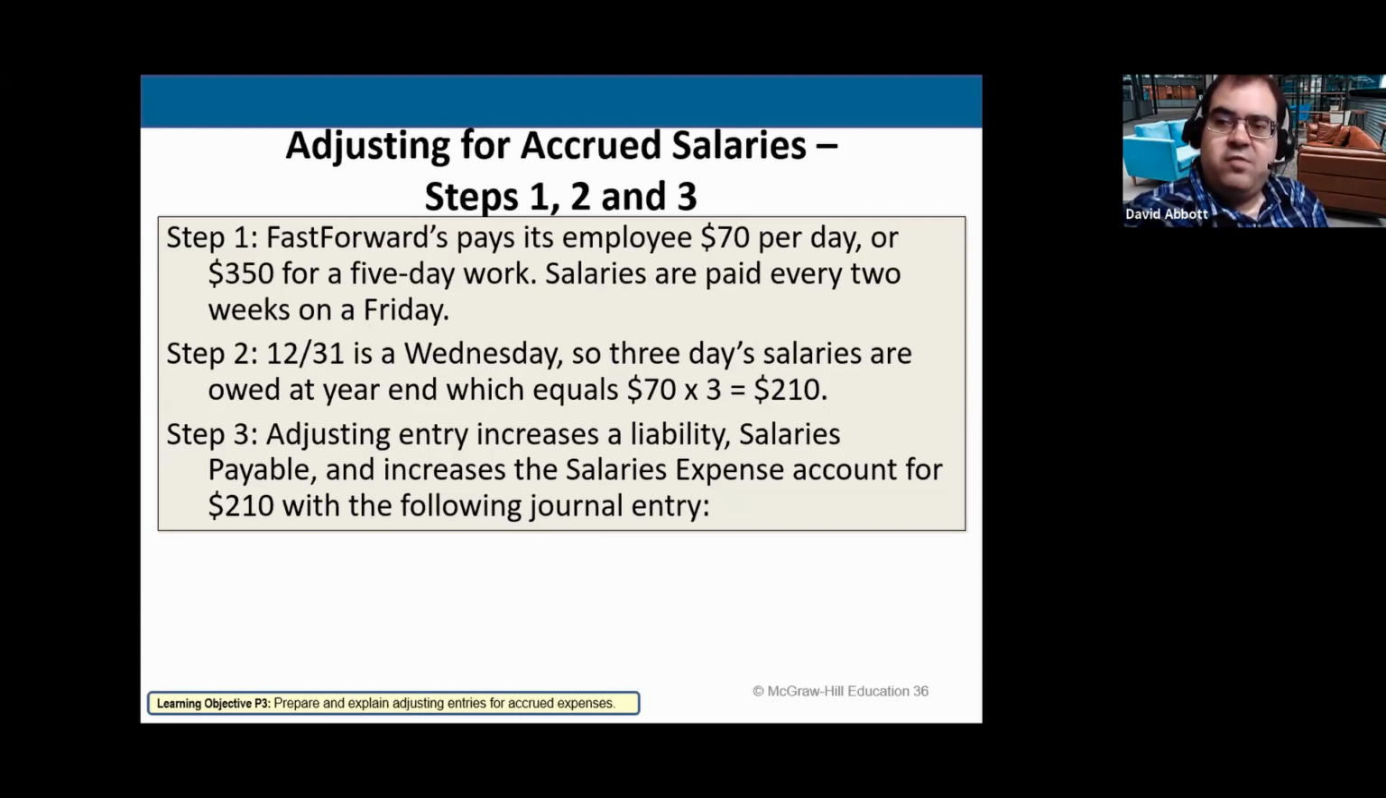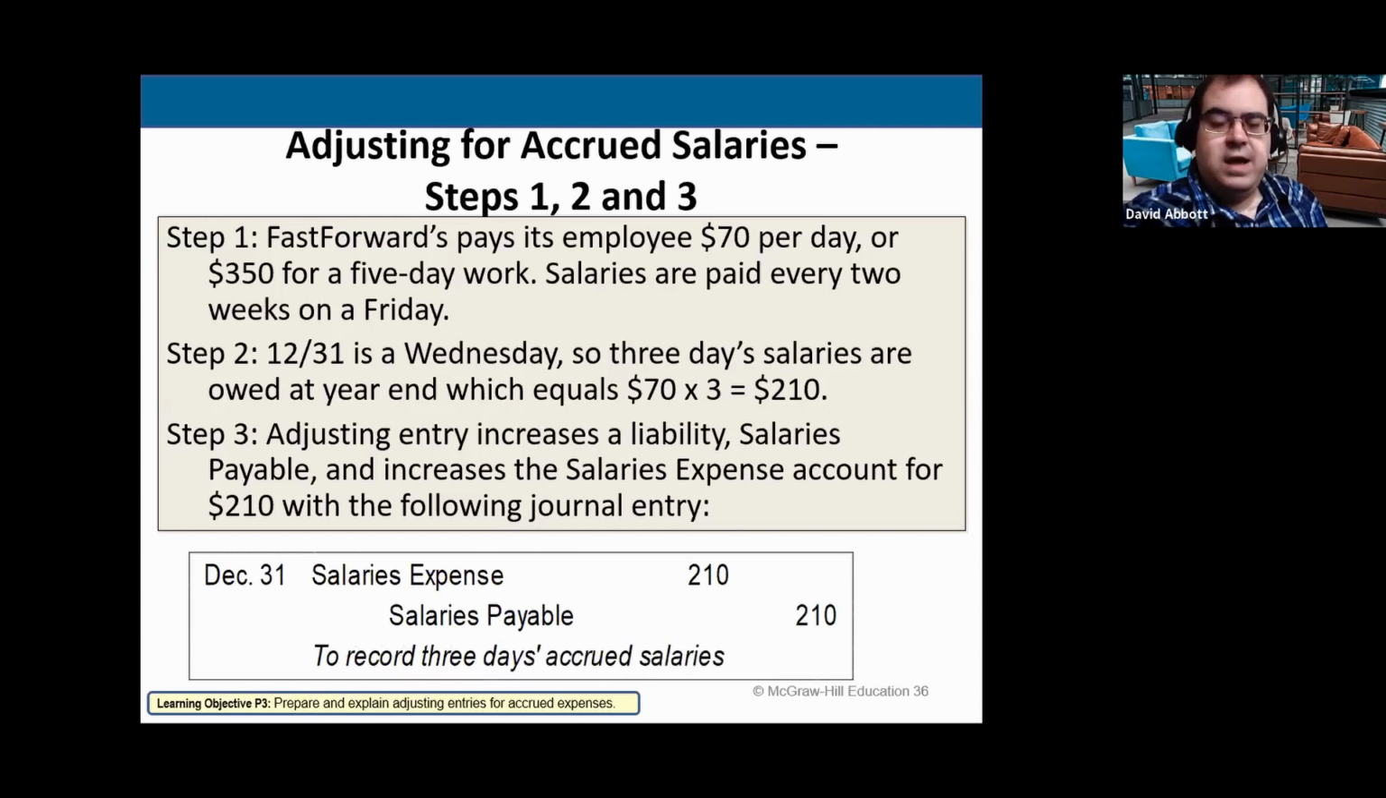So the adjusting entry increases the liability, which in this case is salaries payable, and also increases the salaries expense account by 210 with the following entry. So we will debit salaries expense for 210, and we will credit salaries payable 210. And that records the 3 days of accrued salaries.